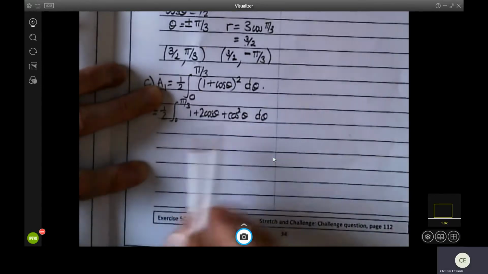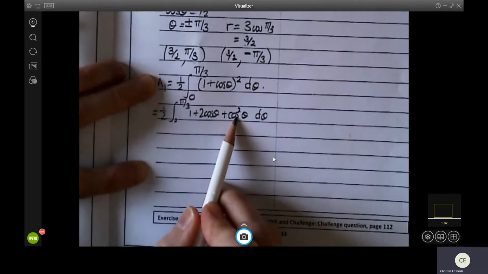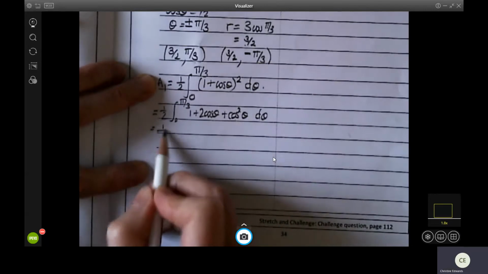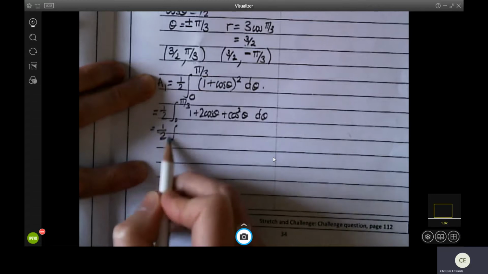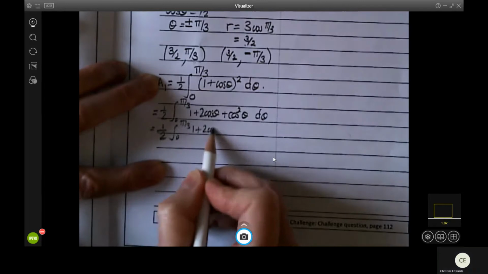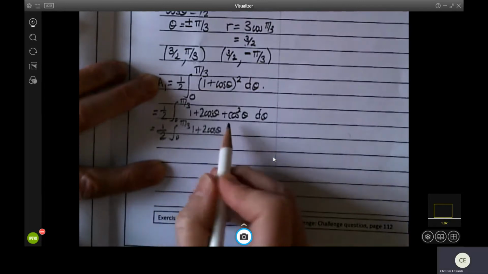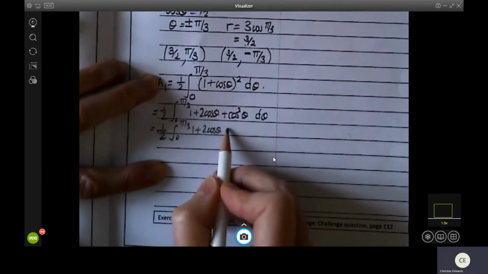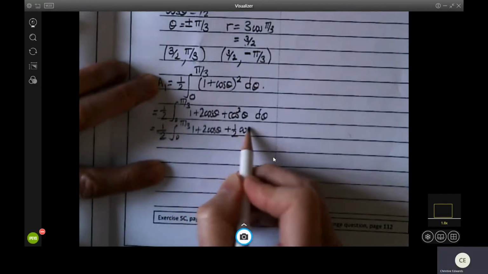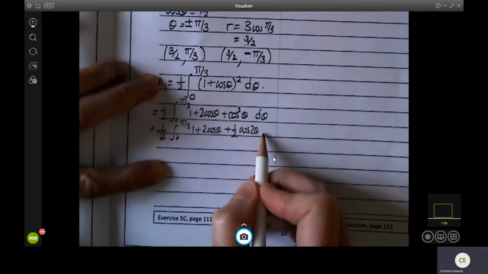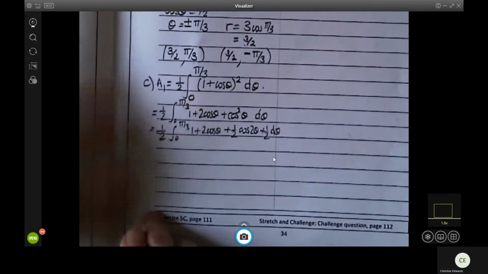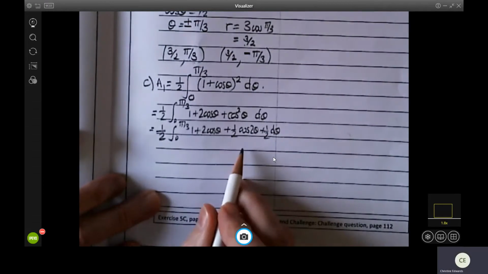Now I need to integrate. Oh, look, I've got a cos squared. I need my double angle again. Careful, watch your halves and be accurate. So we've got the integral from 0 to pi over 3 of 1 plus 2 cos theta, and we have a half cos 2 theta and a half. I'm now ready to integrate.